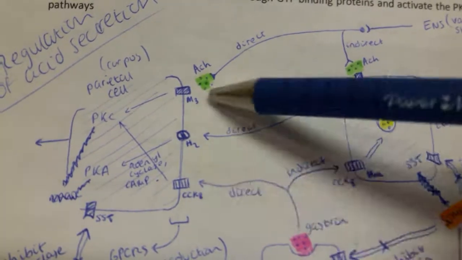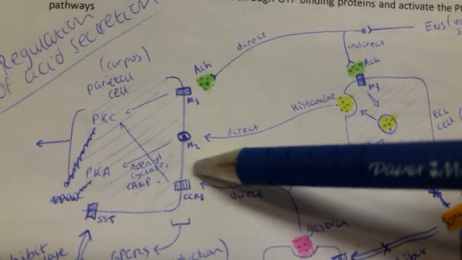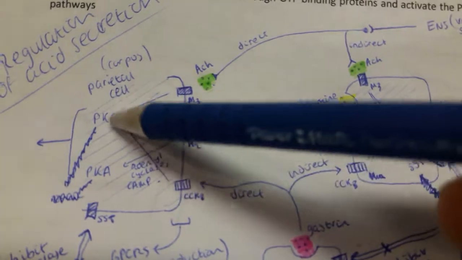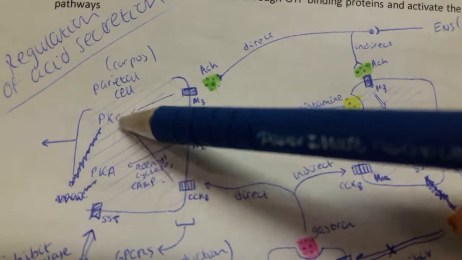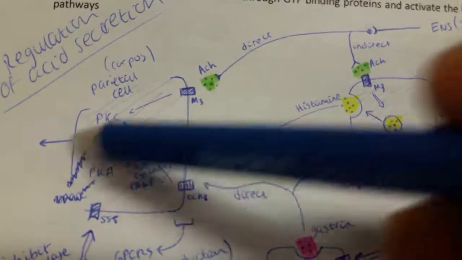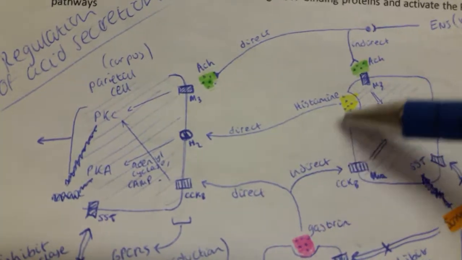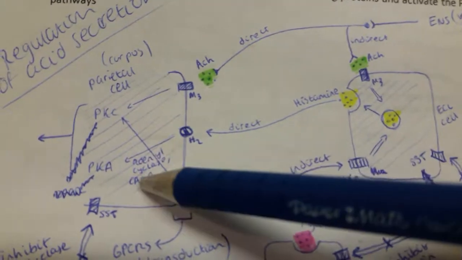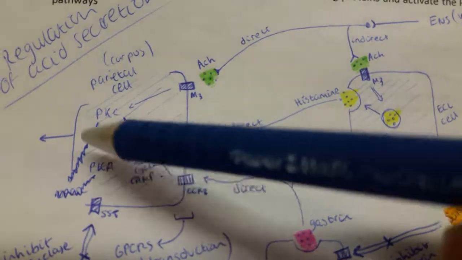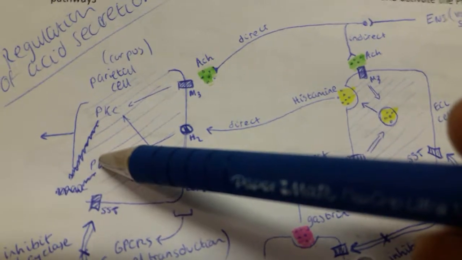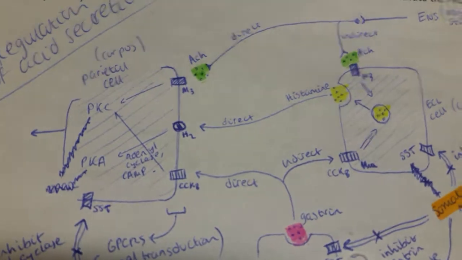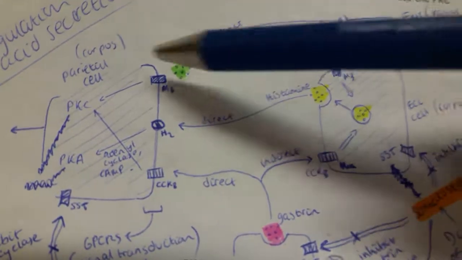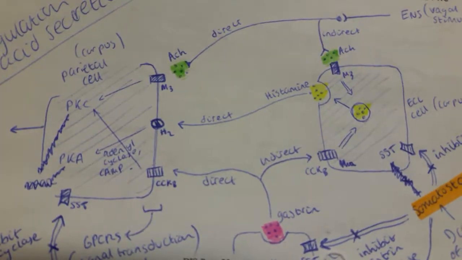Acetylcholine and gastrin are similar in that they both cause an increase in intracellular calcium by activating the PKC pathway. Whereas histamine is different in the sense that it activates the adenyl cyclase, cAMP, PKA pathway. So that's how you stimulate parietal cell acid secretion.